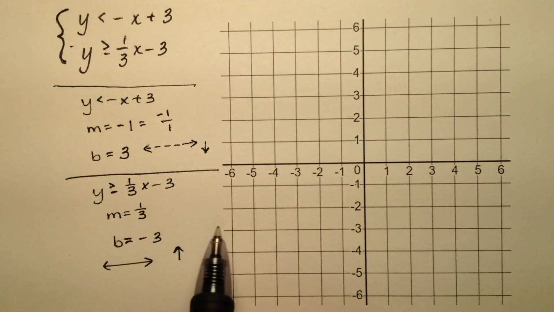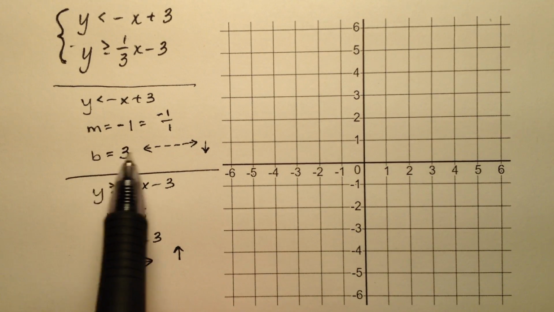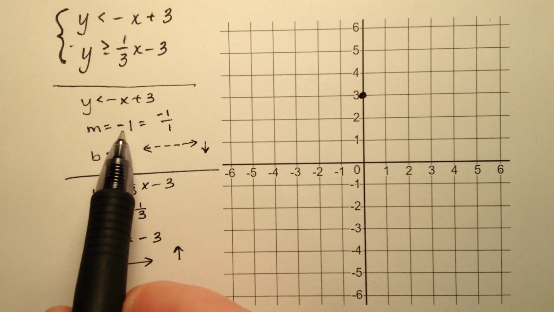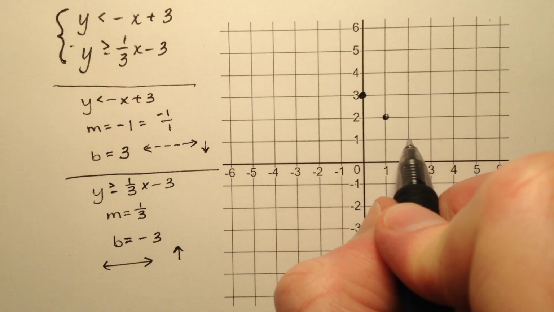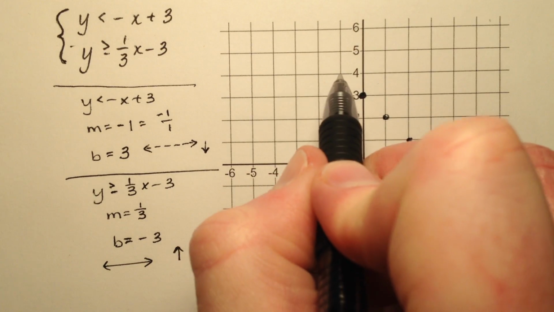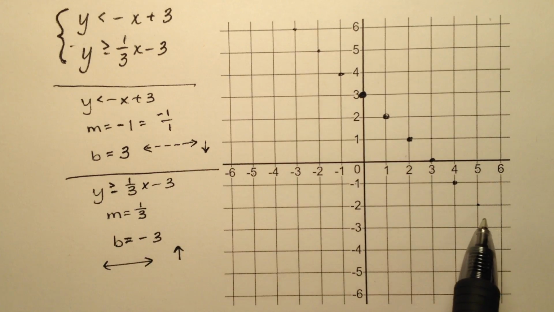Okay, well, let's go ahead and graph both of these and then look at where we're going to shade. So the first one, your y-intercept is 3, and our slope is -1, or -1 over 1. So we're going to go down 1 over 1, down 1 over 1, and we're just going to create a lot of points here. And this line is going to be a dashed line whenever I connect the dots.